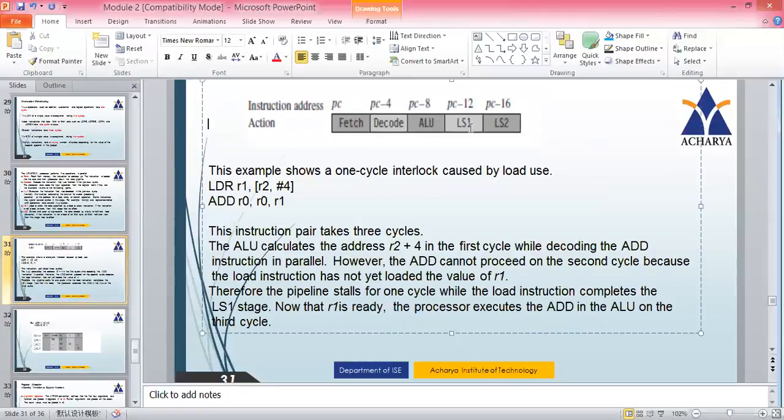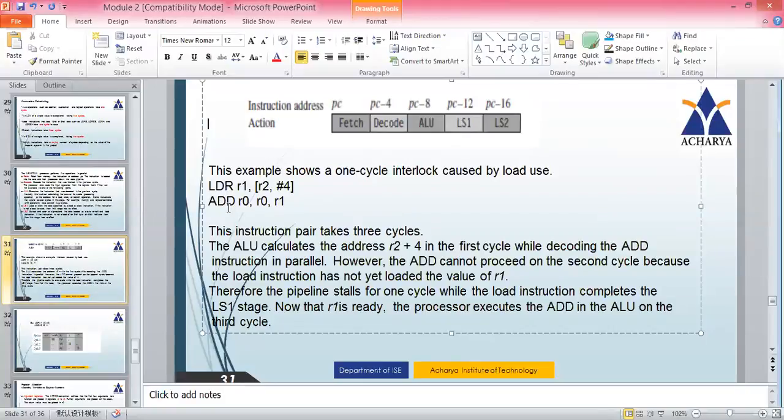Again, 1016 minus 12 is 1004. The instruction pointed by that address is in LS1, and 1016 minus 16, that is 1000, the instruction is in LS2. So if the instruction at 1000 is in this LS2 stage, then all the previous stages, in parallel, will be having the next coming instructions. So this is the pipeline. Now let's take an example and try to understand this.